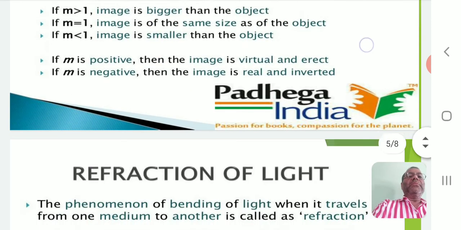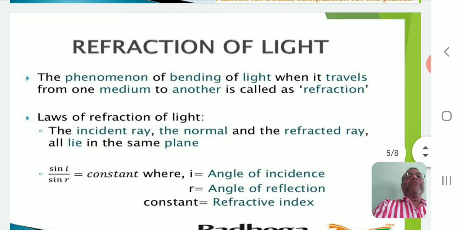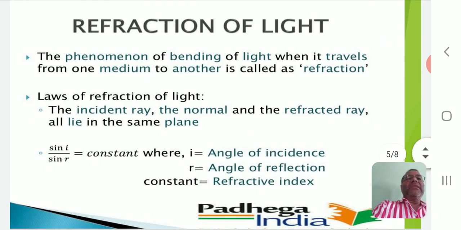Okay, now come to refraction of light. What is this refraction? As we have discussed, this refraction is somehow different from reflection. In case of reflection, the incident light was going back to the same medium.